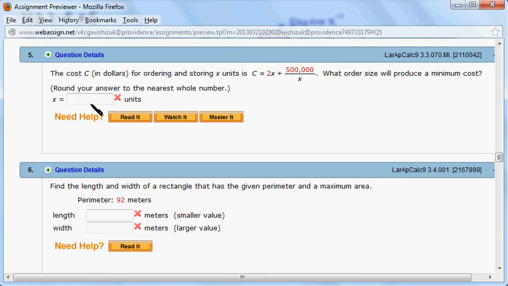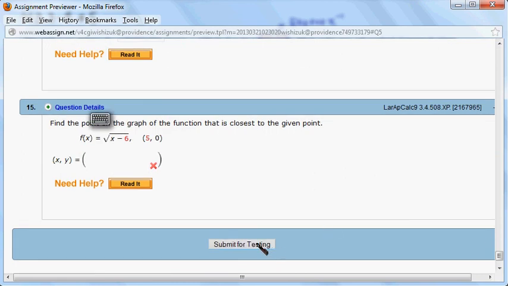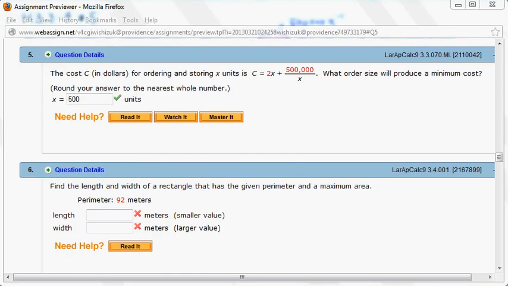So let's try 500, then check the answer. All right, so it came back. Looks like we got this one correctly. All right, that's it. I hope that this was clear.